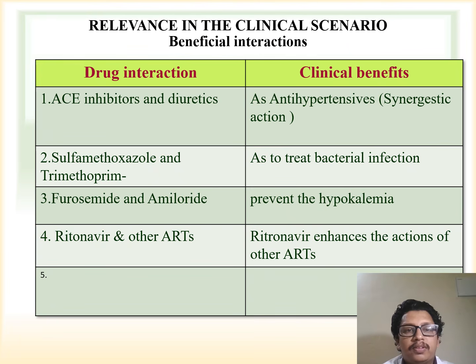Some examples are ACE inhibitors with diuretics. ACE inhibitors are antihypertensive, and diuretics are also antihypertensive, so they potentiate each other's action by synergistic action. Some examples are captopril with diuretics like furosemide and spironolactone.